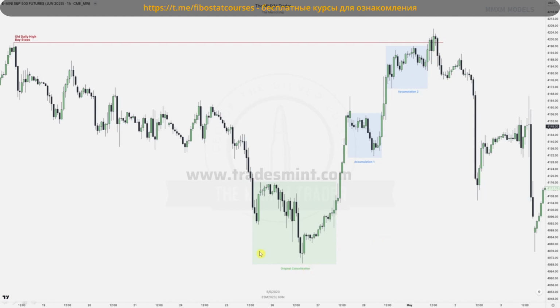Now we identify on the 1-hour where is the original consolidation, right? Down here we've got this nice original consolidation. Price expands up higher, 2 accumulation phases, and then eventually liquidating that high. And now we can scout for a market maker sell model, right? And all up close candles, which are bearish order blocks, should be respected on the way down, and also those bearish arrays, right, like fair value gaps.